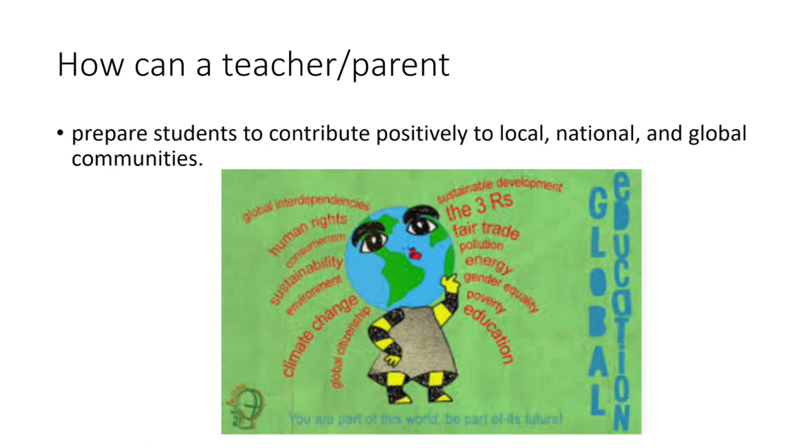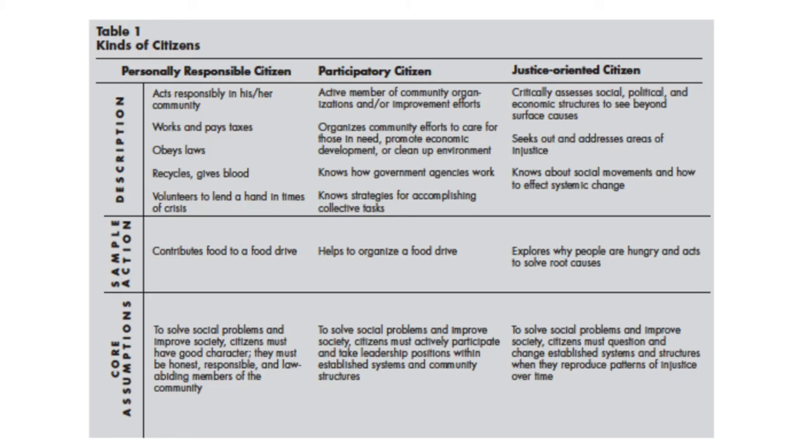Now, how can a teacher or parent prepare students to contribute positively to local, national, and global communities is another aspect of global citizenship. In a previous talk or session for ELA relating to global citizenship, I drew on research that describes three types of citizens: personally responsible, participatory, and justice-oriented. This was work based on a very important study in 2004 that evolved into a little bit more detail.